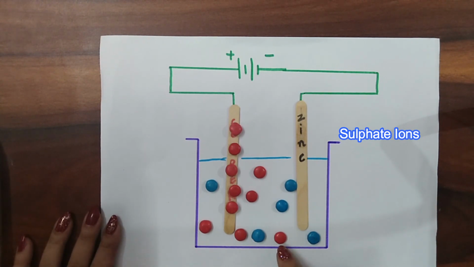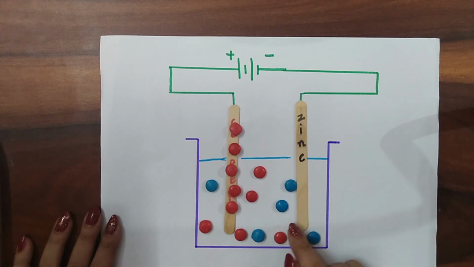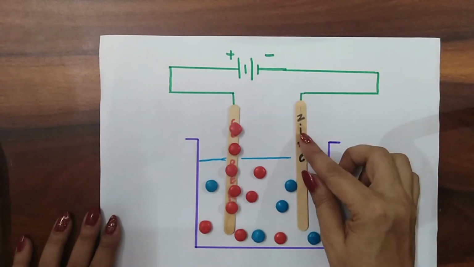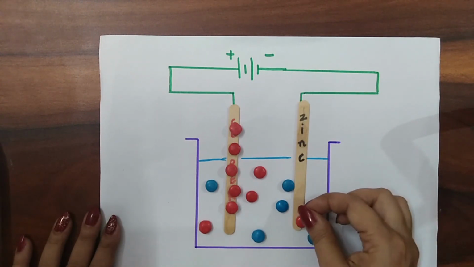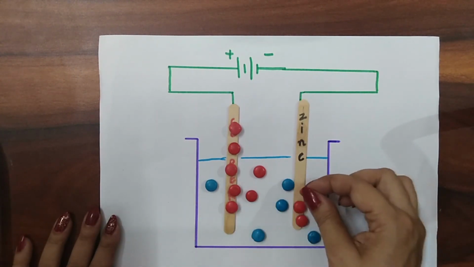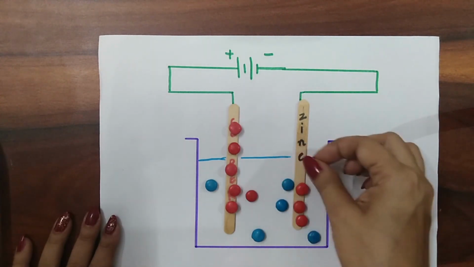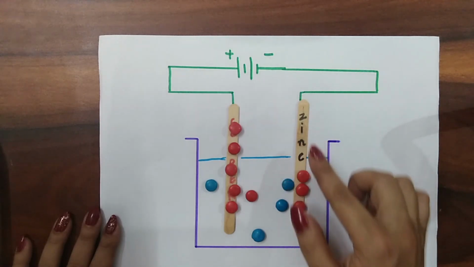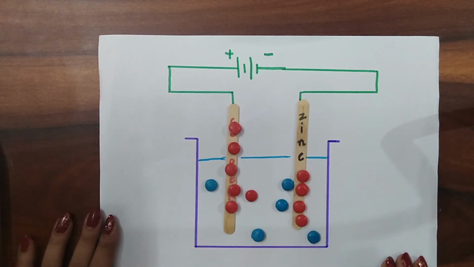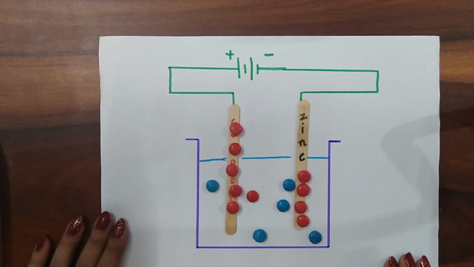Now copper ions being positively charged, they will be drawn towards the negatively charged electrode, that is the cathode. So from the solution, the copper ions will be moving towards the cathode where they will get converted into copper atoms and they will start forming a thin layer over zinc plate. On the other hand, now you can see that there is loss of copper ions in the solution.